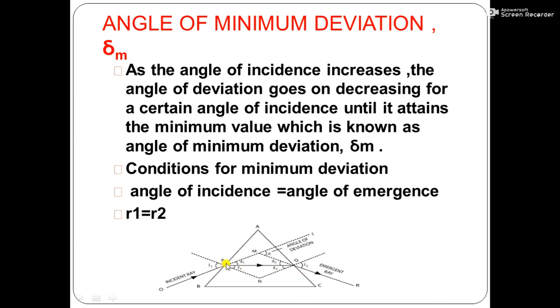And the refracted ray should go parallel to the base of the prism. That is the third condition. The refracted ray should go parallel to the base of the prism. These are the three conditions for the angle of minimum deviation.